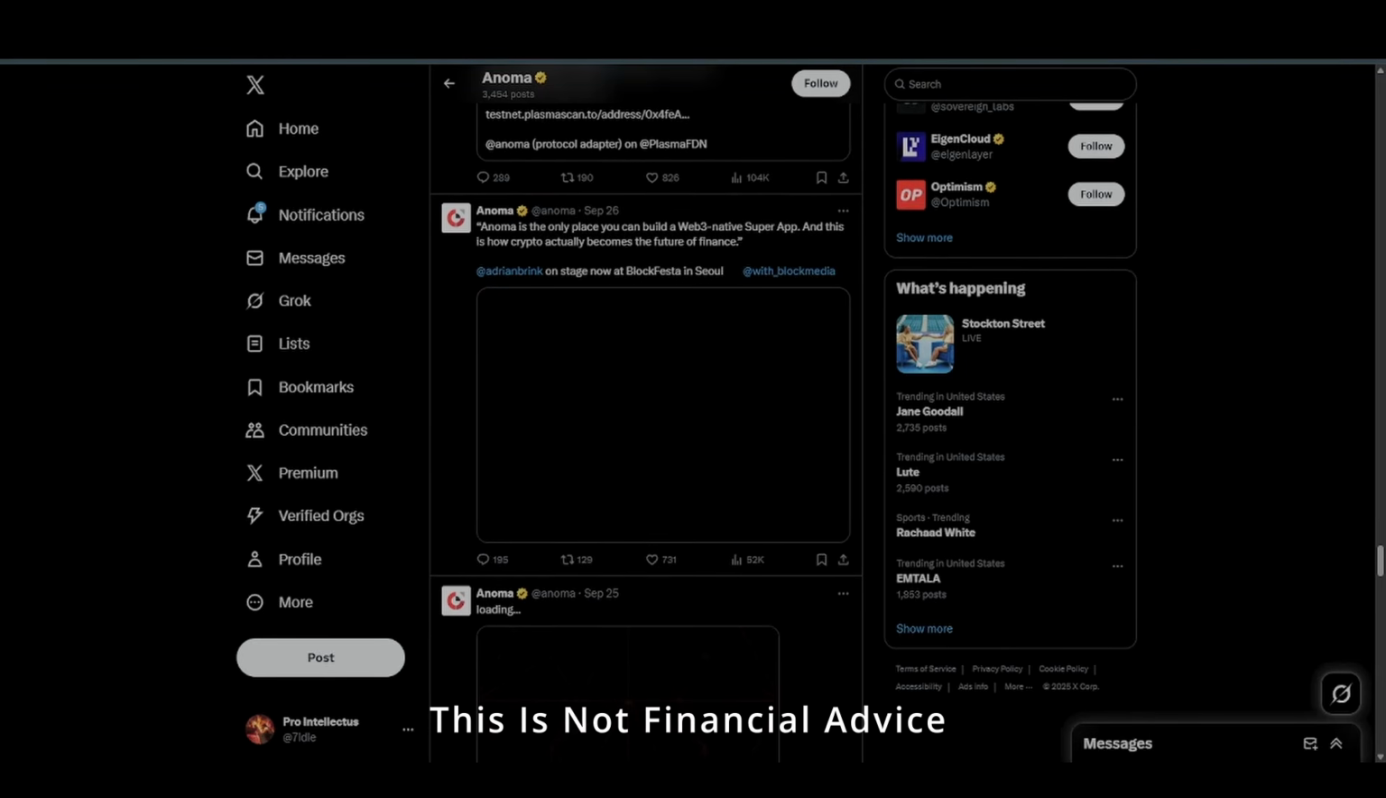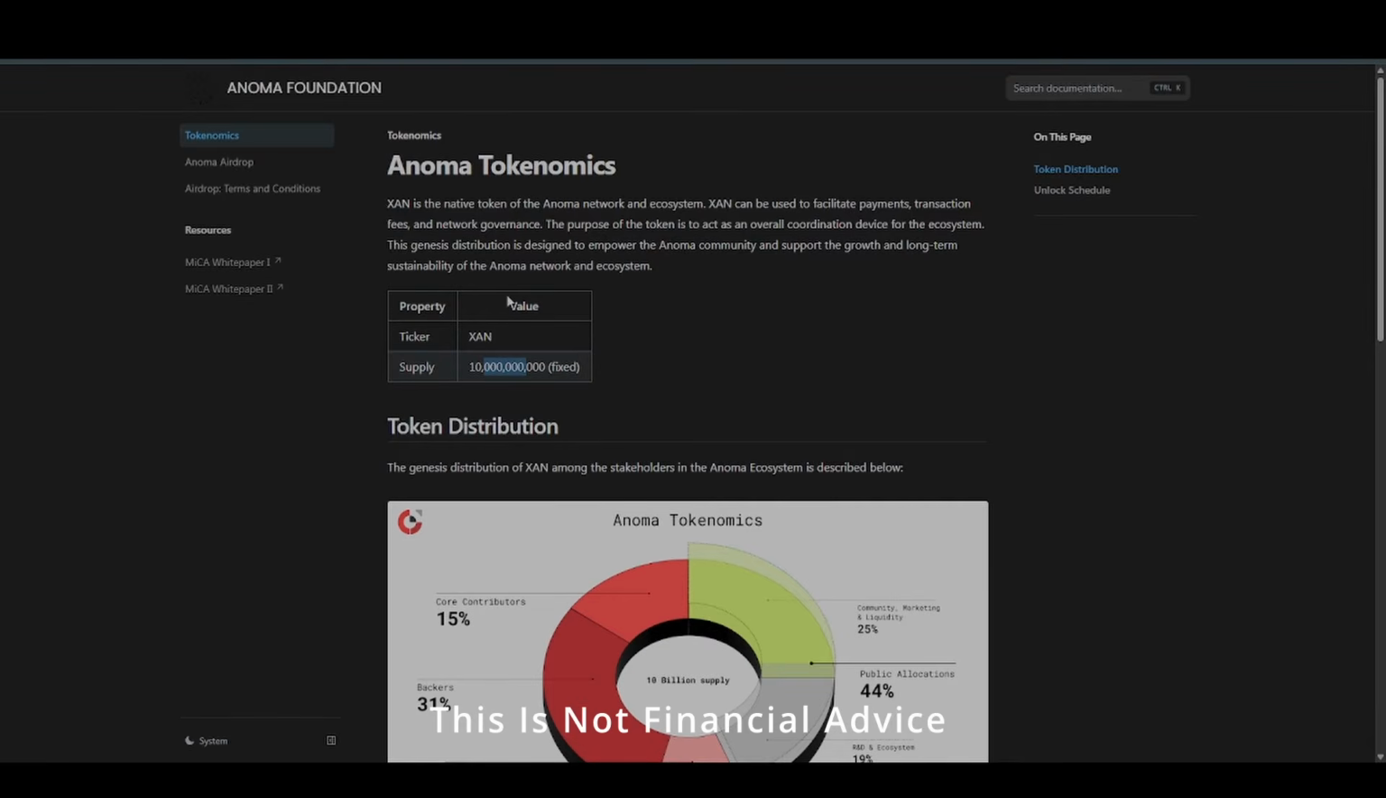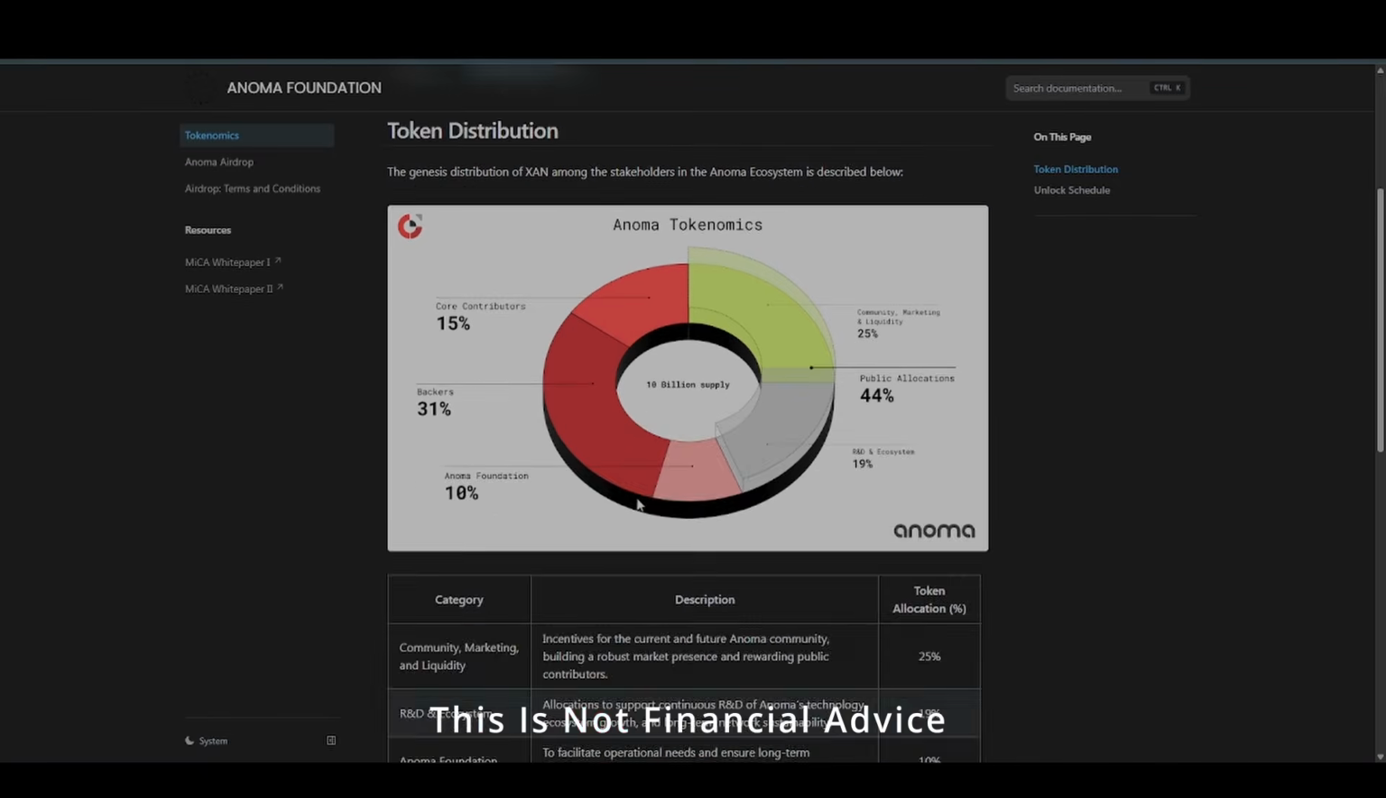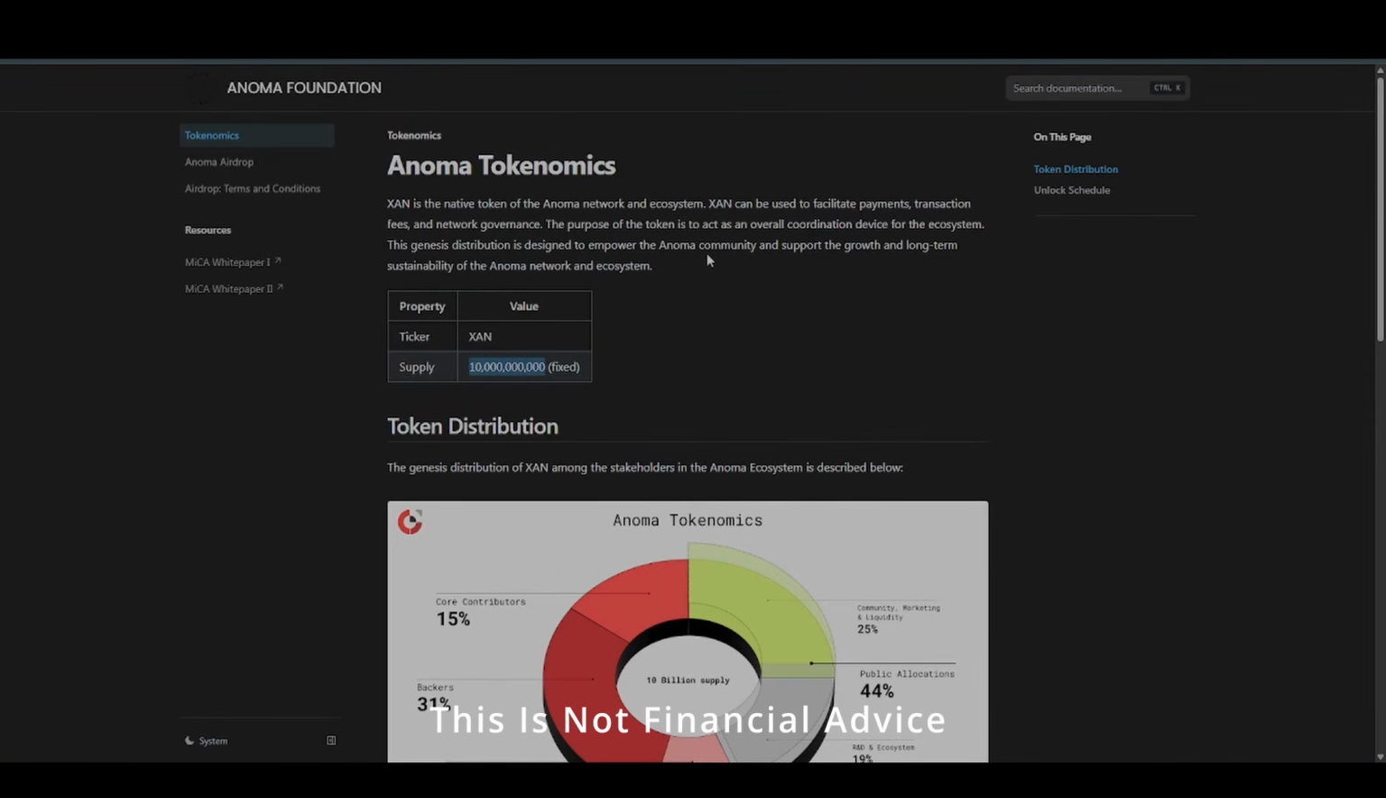Now moving on to the main thing, which is of course the tokenomics of Anoma or the XAN token. The token has a max supply of 10 billion, out of which around 2.5 billion is in circulation, so around 25%. XAN can be used for payments, transaction fees, and network governance, so it has really good utility. The purpose of the token is to act as an overall coordination device for the ecosystem.